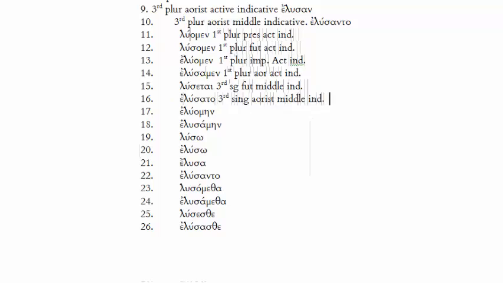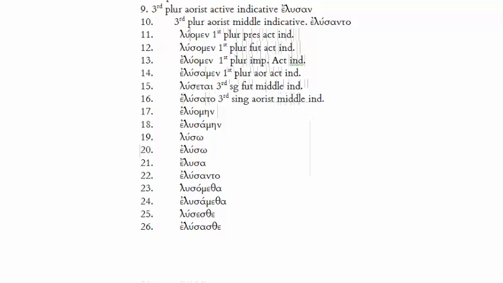Okay, how do we know it's middle? Because of the middle ending there. Okay, what if it were active? What would it be? If it were active, it would be what? Elusen. Okay, then we'd have to make it active. But here, since it's middle, you make it middle. Okay?